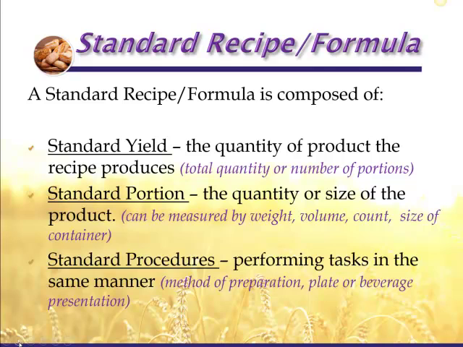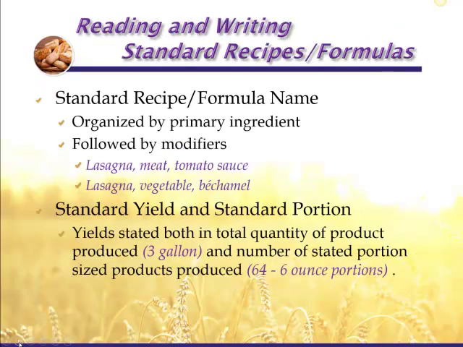In larger facilities or corporate businesses, they'll take pictures of the food and post it so students and or employees can see the presentation of the food as they're looking at it, as opposed to trying to read a chart while they're in production mode. A standard recipe has a name, and it's organized by its primary ingredient, followed by modifiers. So in the example here, we would have lasagna as the formula name, followed by meat, tomato sauce. If we make a secondary lasagna or another variation on a different menu at a different time, we might label it lasagna, vegetable, bechamel, breaking it down.